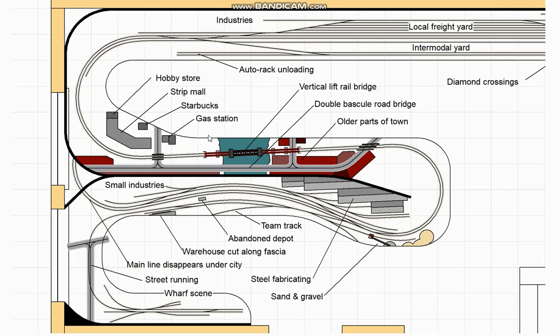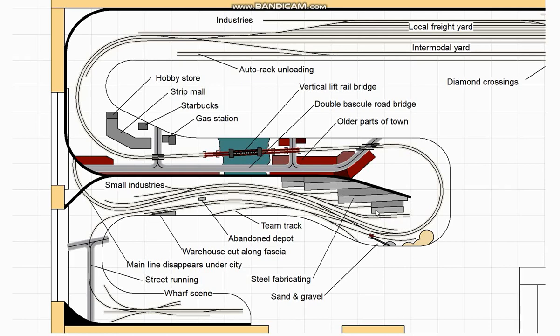Now, some of the specific industries he asked for was a sand and gravel dealer, and I thought this area along the aisle would be a good space for that, where the sand and gravel piles can be mostly off stage. And he wanted a steel fabricating shop. I'd always earmarked this space on the plan for a single large industry, contrasting with the numerous small industries that he would have elsewhere. And I decided this would be a good opportunity for his steel fabricating plant.